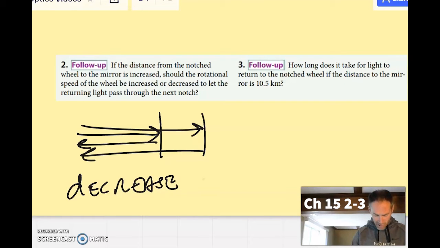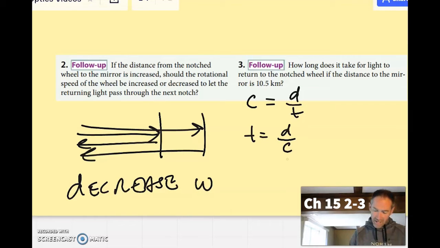Remember, rotational speed of the wheel was omega radians per second. And so that's it. How long does it take for the light to return to the notched wheel if the distance to the mirror is 10.5 kilometers? Well, I'll take that speed of light as distance divided by time, and I'll say that the time is the distance divided by the speed of light. I wasn't sure if I should use the little bit too big speed from before or the one that I know. Hey, they ask how long does it take the light to return, so I'm going to use what I know is the modern version of the speed of light.